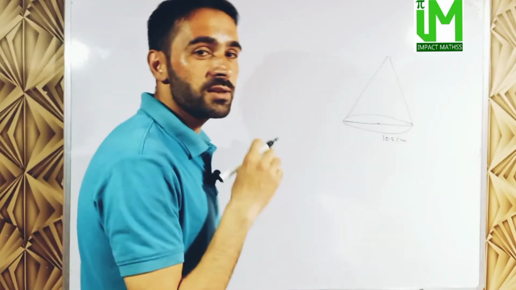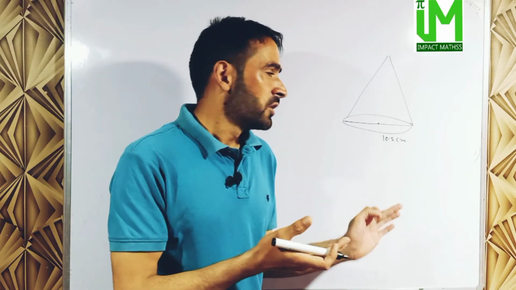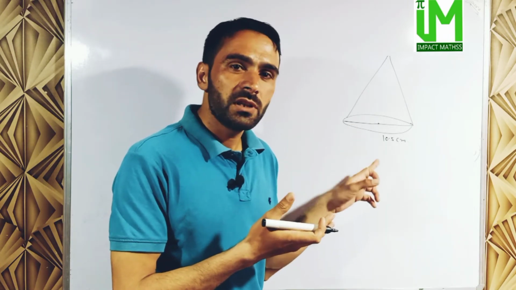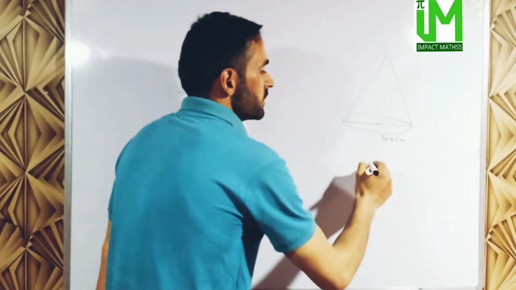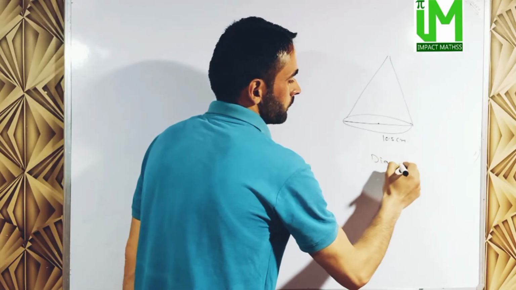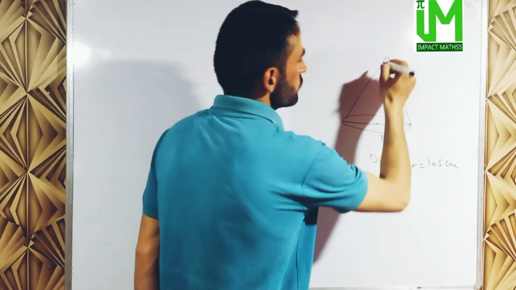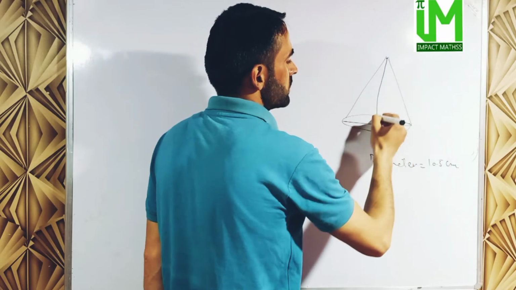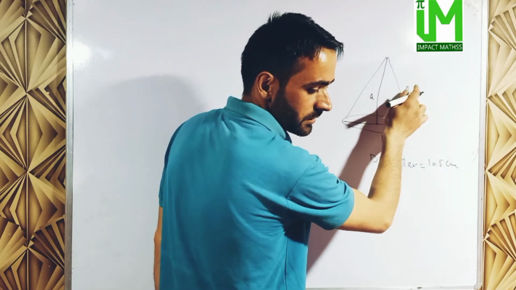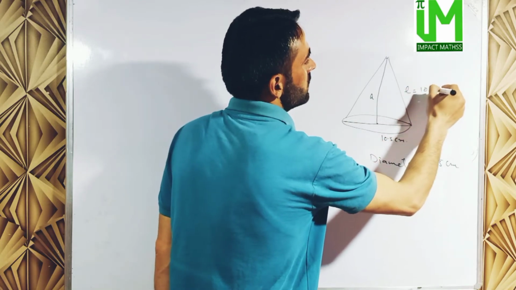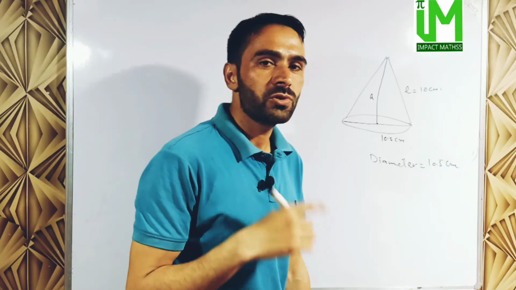We need the radius, but finding the radius is not that difficult. We know diameter is twice the radius. The diameter is 10.5 centimeter. Also the slant height: this will be the height and this will be the slant height. Slant height is 10 centimeter. We have to find the curved surface area and the total surface area.